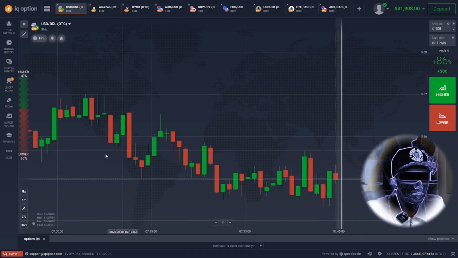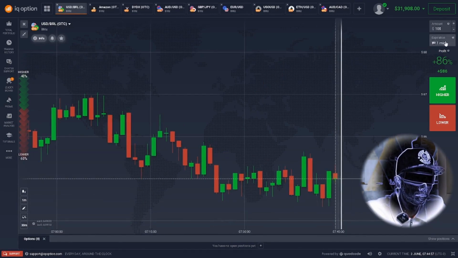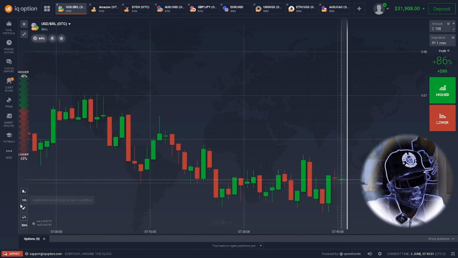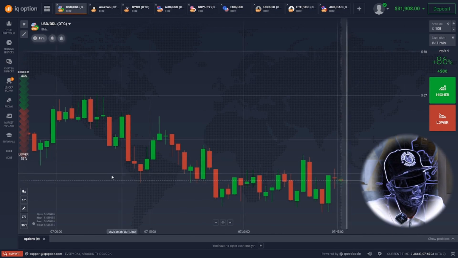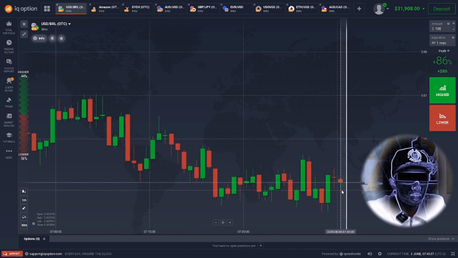Let's set the time frame. For me it's 1 minute and the expiration time is also 1 minute. The main thing is that the time frame and expiration match. You can also trade on 2 or 5 minutes, whatever is more convenient for you.